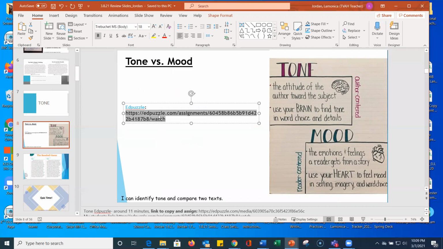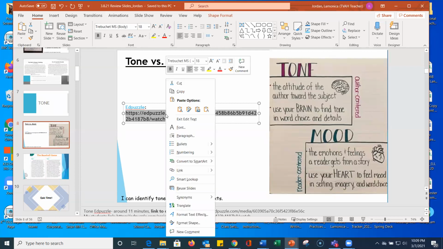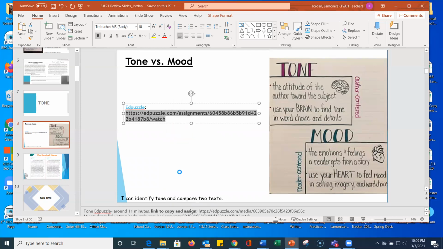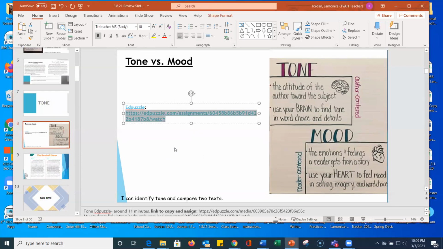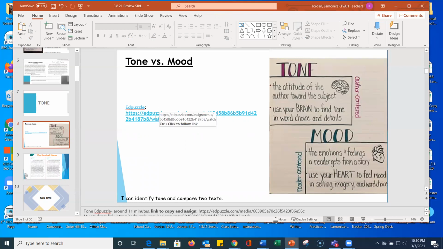Let me copy this and make it a link, so that it'll work for y'all when y'all have this. All right, and it turns blue. So go ahead and do this Edpuzzle. It should take you about 11 minutes to do that. Click on that link. You will just hover over it and see how it says control. So you'll hold down control and click on it to make it go to where you want it to go.